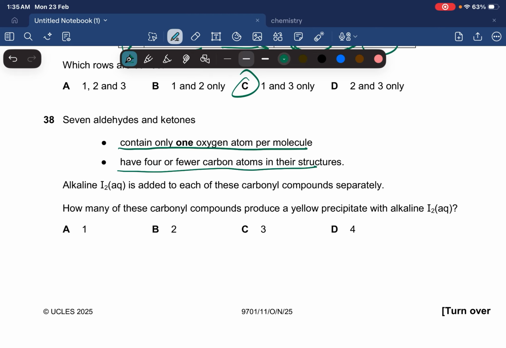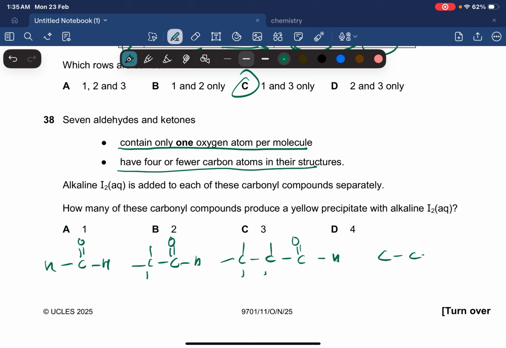Okay, then we draw ethanal, then we draw propanal, and then we draw butanal. So these are all the aldehydes that could be made that have fewer than 4 carbon atoms.